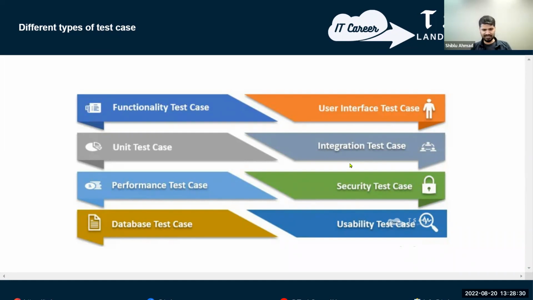Okay, different types of test cases. Functionality test case means that whatever you see in the mobile app or website, that's called functional testing. Functional means something is working. A unit test case is actually written by the developer. Who writes the code, they need to write another code to test the code. That's called unit testing.